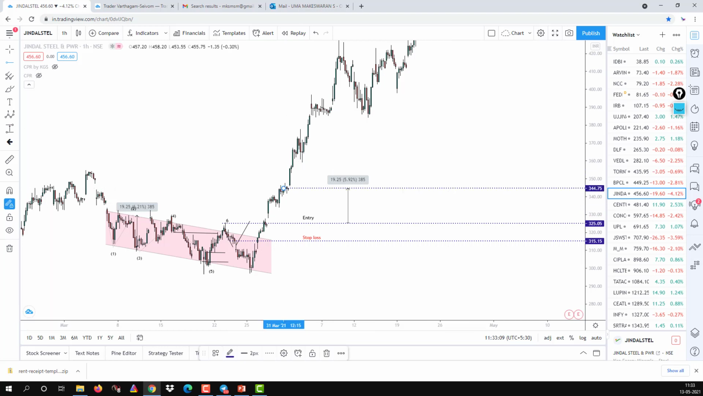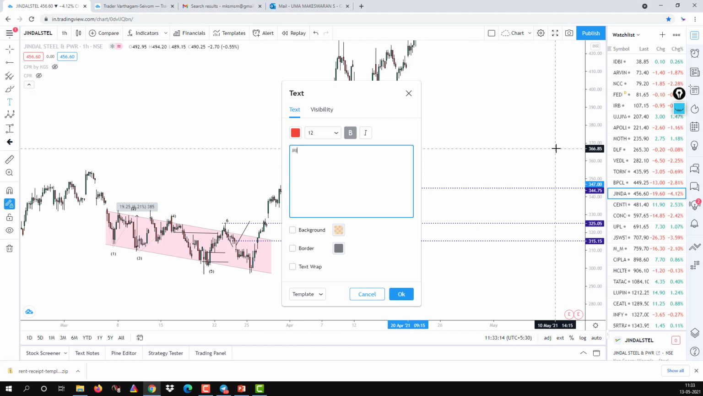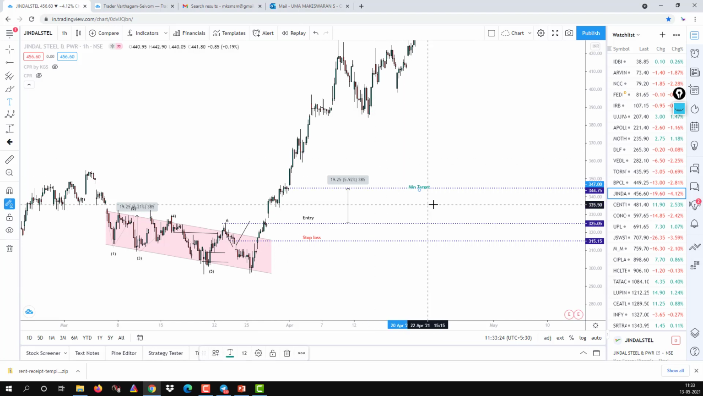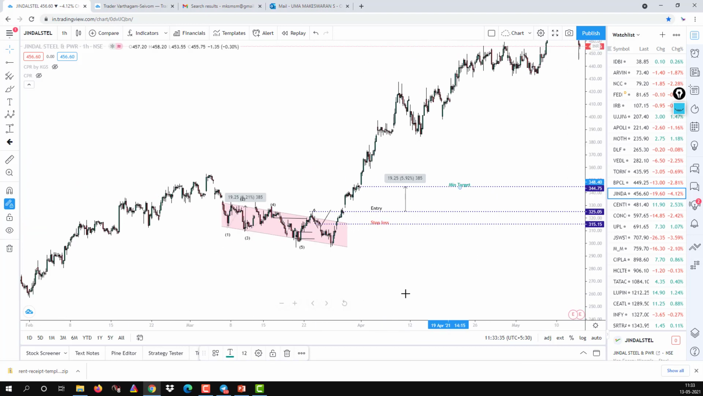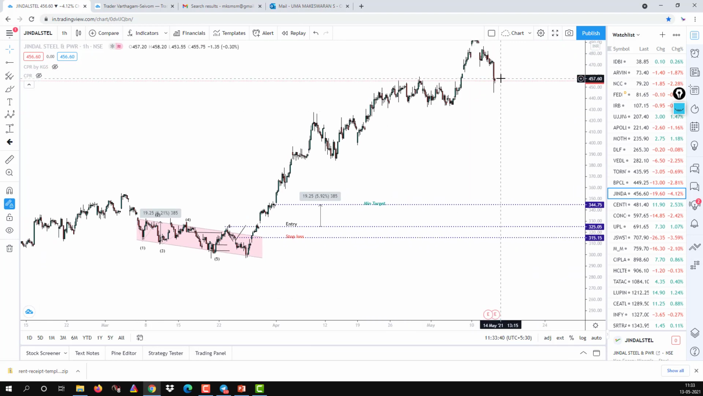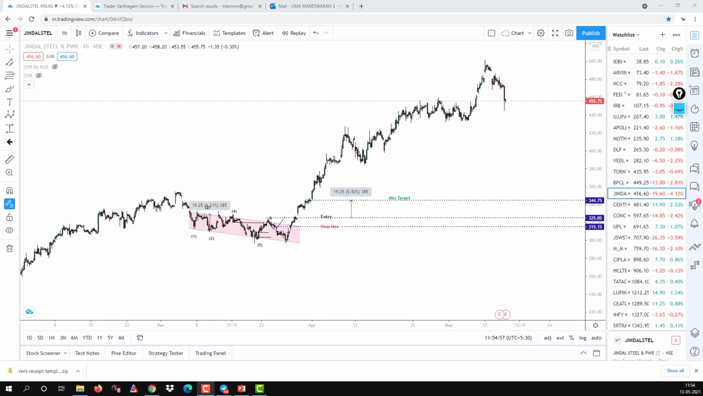So this is the minimum target. You can maximize the target by holding your stock. So it went more than that, so it is a huge momentum, but we cannot expect this type of momentum for all the channel patterns. In Jindal it happened.